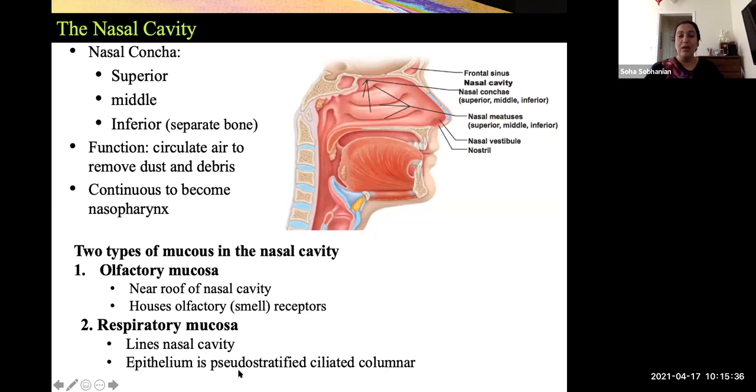If you guys recall, pseudo-stratified implies that these are fake stratified cells. It simply means that you only have one layer, but it appears as if you have multiple layers. And these are long cells, hence the word columnar. And ciliated, cilia means they have those tiny hair-like extensions, and they're the ones that help with cleaning the dust and debris from your air before it moves farther into your respiratory system.